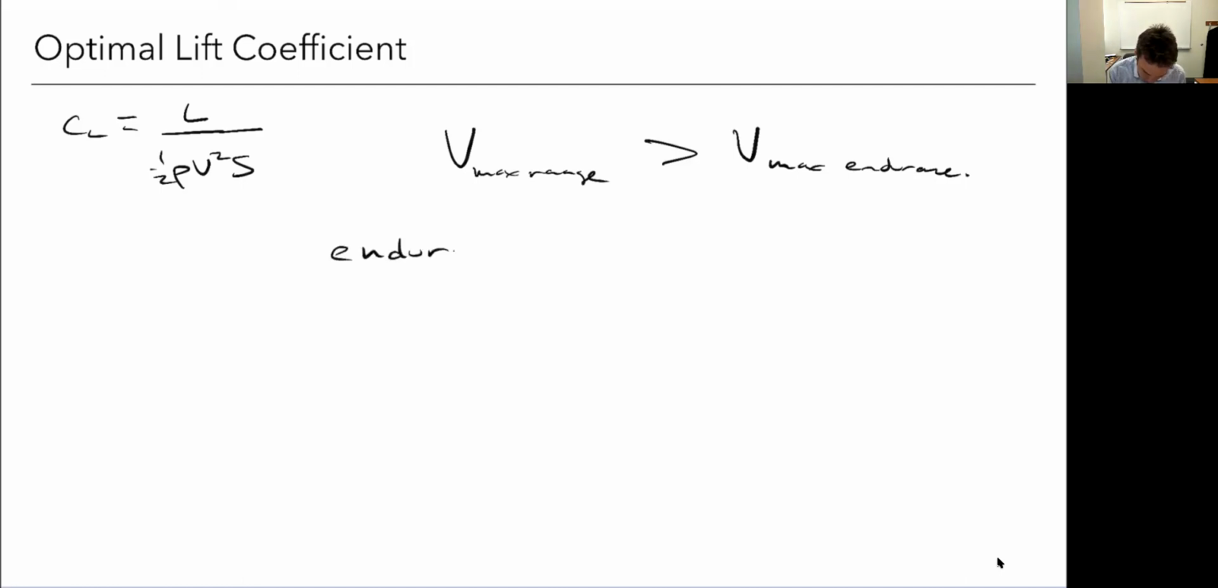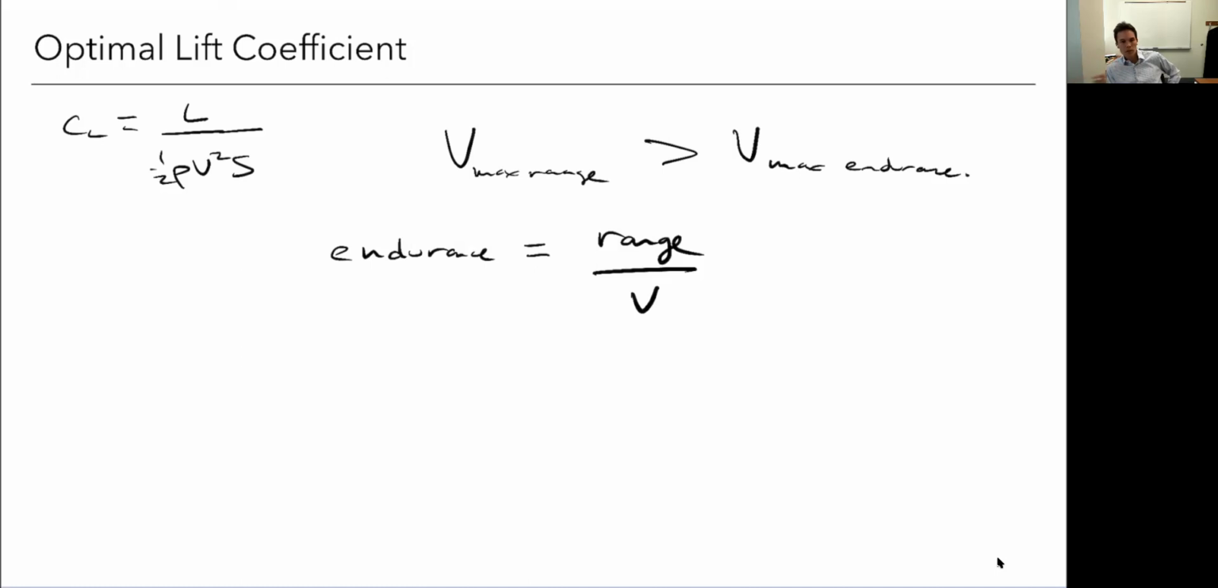This one is not too hard to understand, because endurance is just time. Well, that's going to be distance, which is range, divided by speed. So whatever speed maximizes this range, if I fly slower and bring this denominator down, that's not going to change my maximum range by a ton, but it's inversely proportional to speed. So bringing that speed down is going to bring up my endurance. So maximizing the time I fly means I'm going to fly at slower speeds than my speed for maximum range.